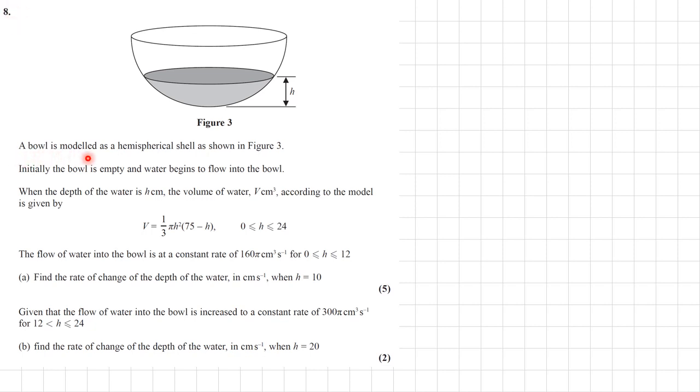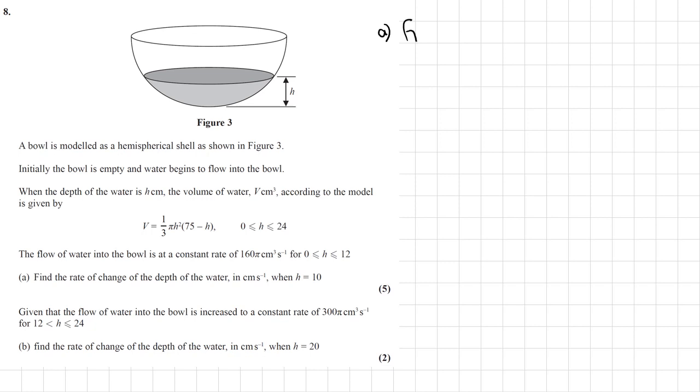Question 8. A bowl is modelled as a hemispherical shell as shown in figure 3. Initially the bowl is empty and water begins to flow into the bowl. When the depth of water is h centimetres, the volume of water V, according to the model, is given by V is equal to 1/3 pi h squared times (75 minus h), for h between 0 and 24. The flow of water into the bowl is at a constant rate of 160 pi centimetres cubed per second for h between 0 and 12. Part A, find the rate of change of the depth of water in centimetres per second when h is 0.